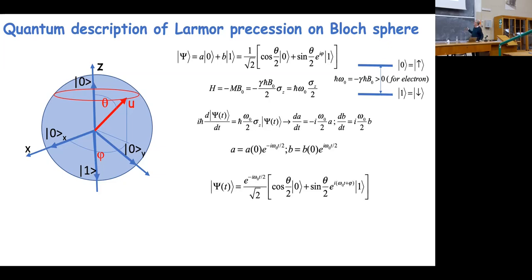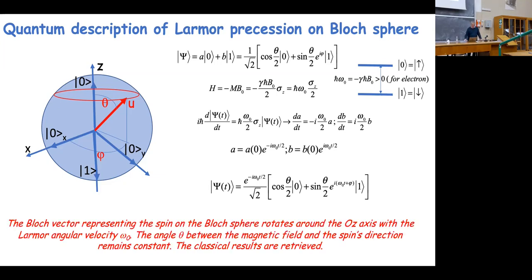You will have a superposition of a motion with the phases e^(-iω₀t/2) and e^(+iω₀t/2). And when you put that in the expression of the wave function, you find this, which is just the tip of a vector which rotates, keeping theta constant and phi evolving at the frequency ω₀. So you find, by quantum mechanics, exactly the same Larmor precession that you have in classical physics. The Bloch vector, which represents the spin on the Bloch sphere, rotates around the z-axis with a Larmor angular frequency ω₀, and the angle theta between the magnetic field and the spin direction remains constant. So we find, again, the same result.